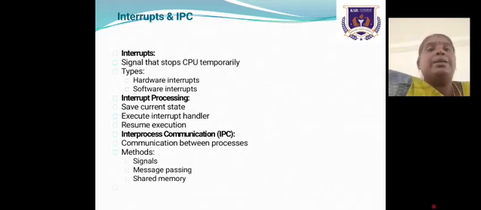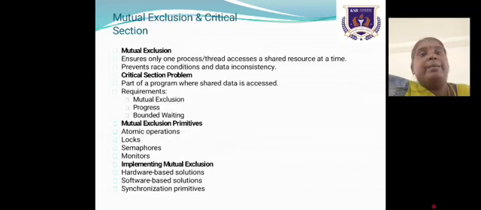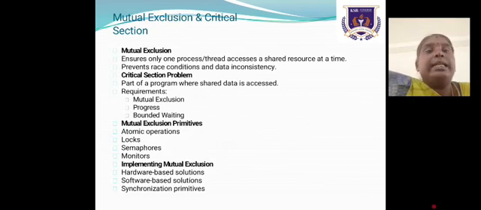Interrupts and IPC. An interrupt is a signal that stops the CPU temporarily. Types: hardware interrupts and software interrupts. Interrupt processing is to save the current state, execute the interrupt handler, and resume execution. Inter-process communication is communication between processes, with methods that are signals, message passing, shared memory. Mutual exclusion and critical section.